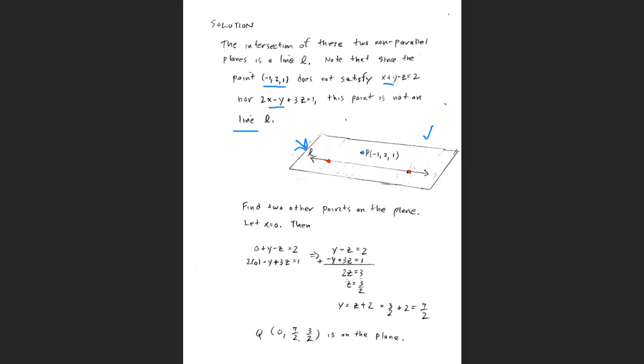Once I have 3 points in the plane, I can find the equation of the plane. So we need to find these other 2 points on the plane, which are also on that line of intersection. Let me give you a moment to catch up here.